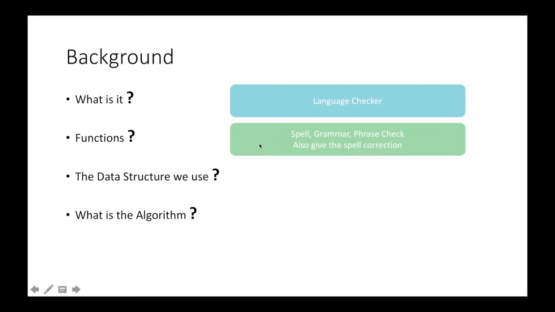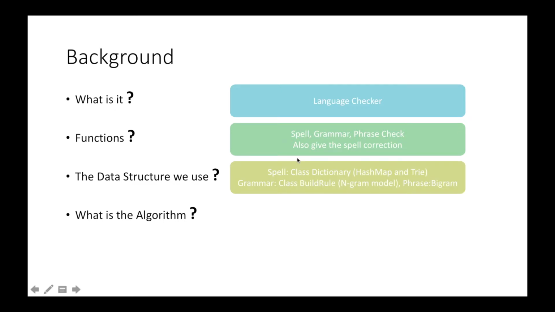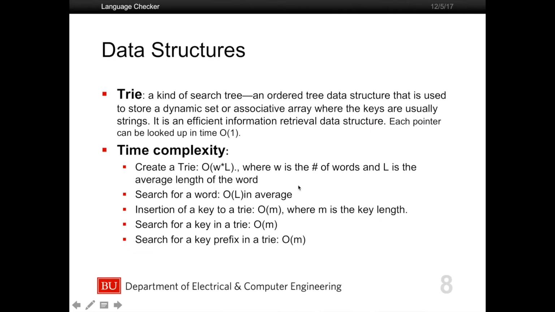Our language checker has three functions: spell check, grammar check, and phrase check. We also give the spell correction of the misspelled word. The data structure we use for spell check, we build a class named dictionary and combine the hash map and trie data structure in our own class. Why we use that? Because the trie and hash map both perform a high efficiency of insertion and search.